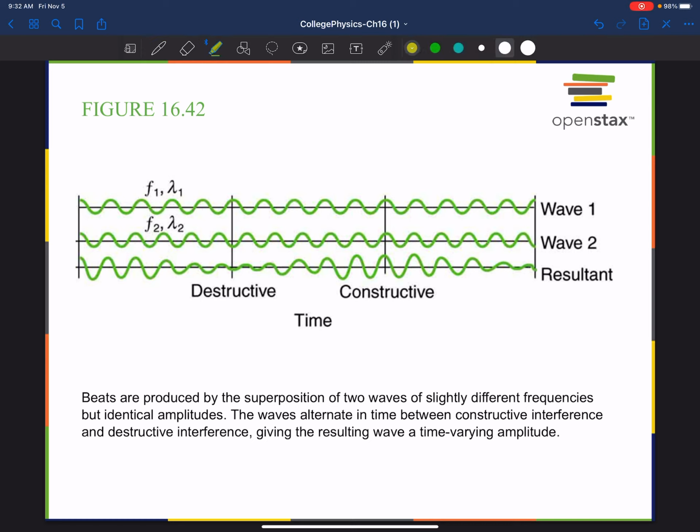Beats, and I know you've heard this term before, beats are produced by the superposition of 2 waves that have slightly different frequencies, but their amplitudes are identical. And when those waves combine, our resultant wave has some destructive interference going on, some constructive interference going on, but it occurs at regular intervals, so we can predict what the beat will be. And this has obviously been applied in music, but it's also applied in other instances as well, like in engineering and it has medical applications.